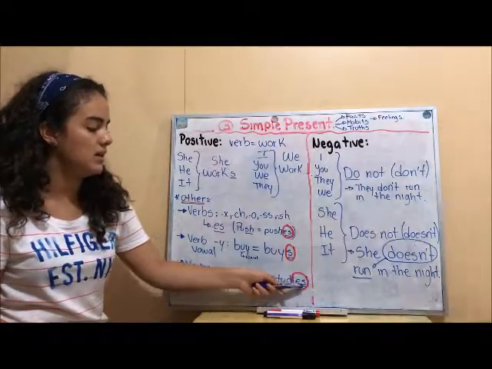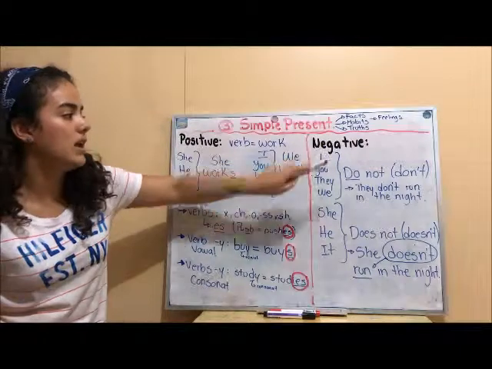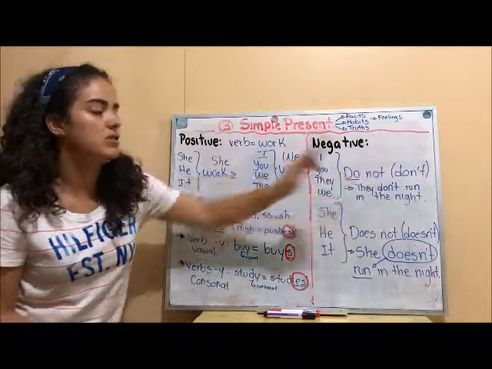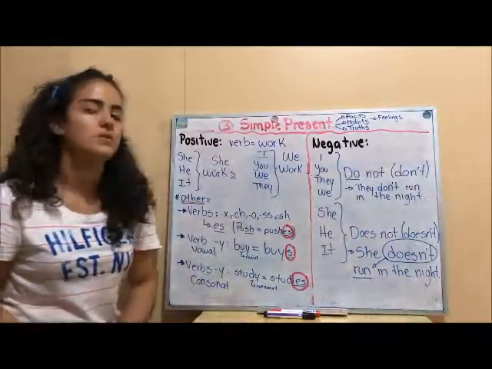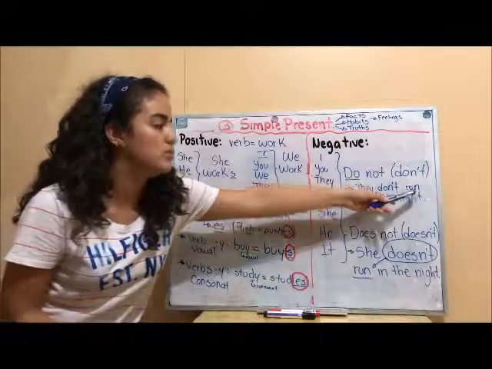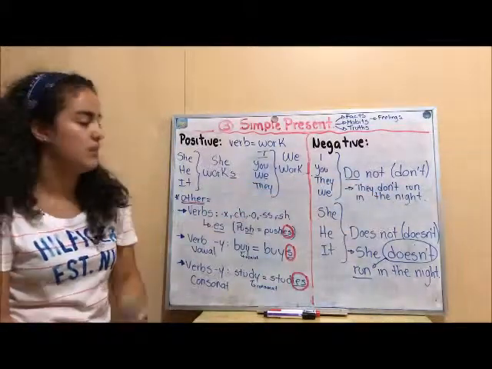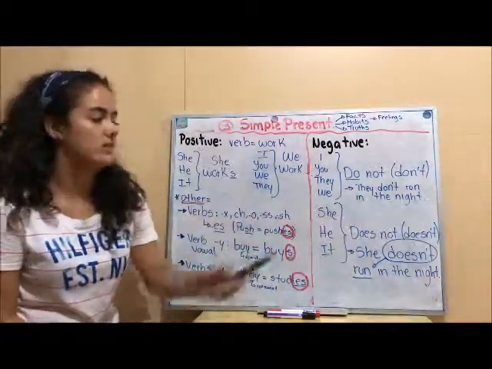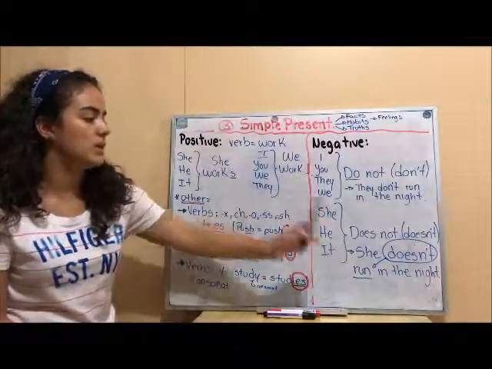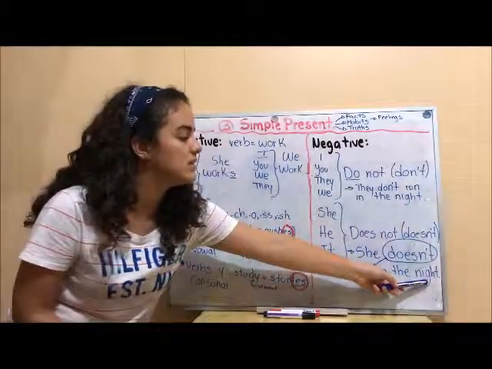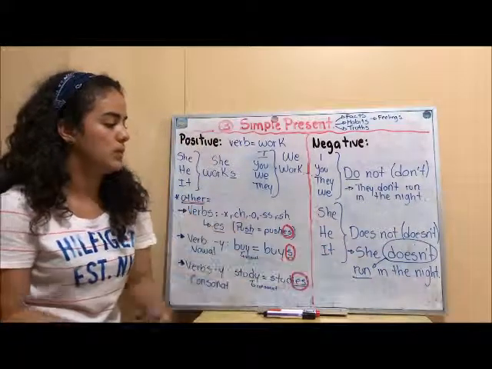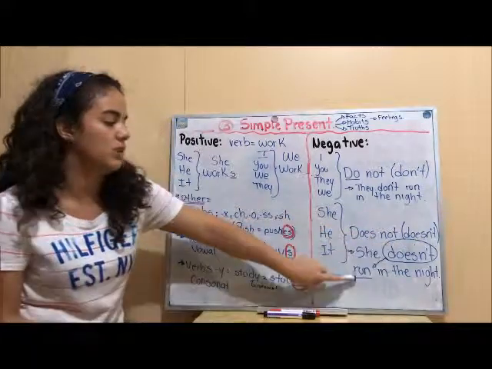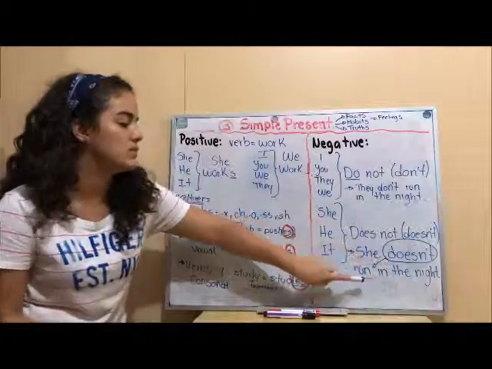And now in our negative way, we have I, you, they, and we use do not, or the contraction don't. So for example, we have: They don't run in the night. And then we have for she, he, and it, does not, or the contraction doesn't. So for example: She doesn't run in the night. But in this verb, we don't put an s on it because the auxiliary doesn't is already in here, so we don't need to change it. So: She doesn't run in the night.